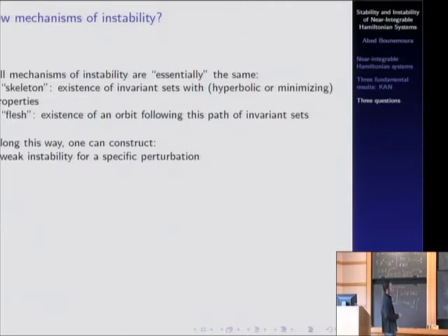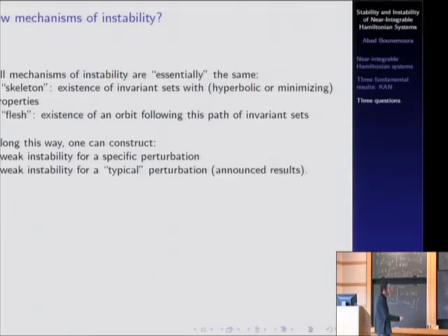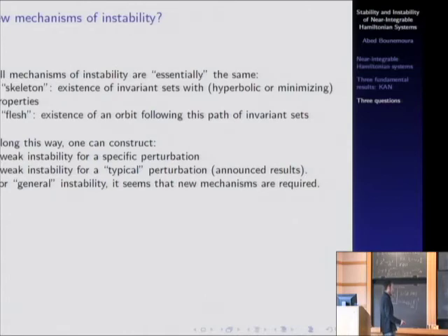And what we can also do, I mean, this is just announced results, is that you can have weak instability for a typical perturbation. But this is much more. What I term general instability, this does not work. It has been tried, and it seems that new mechanisms are required for these questions.